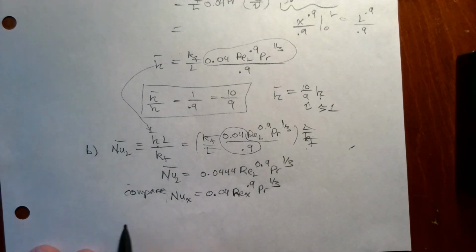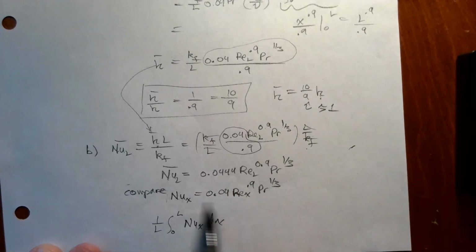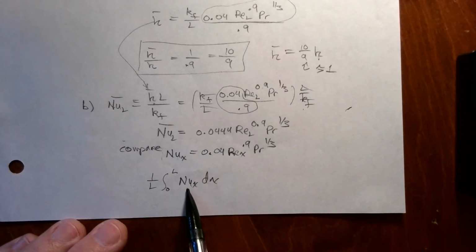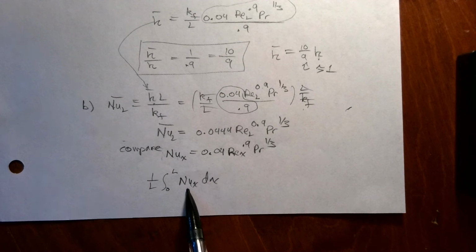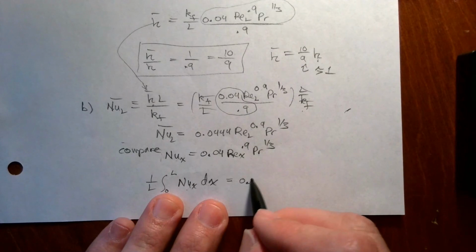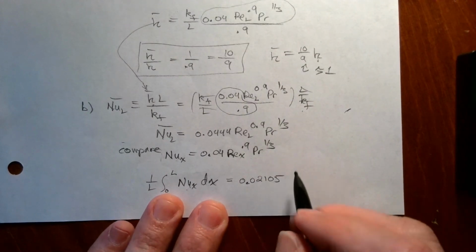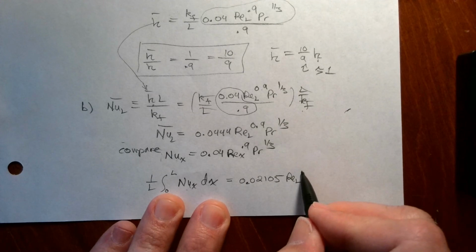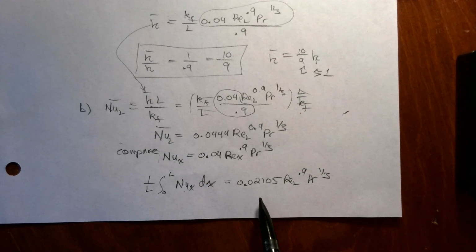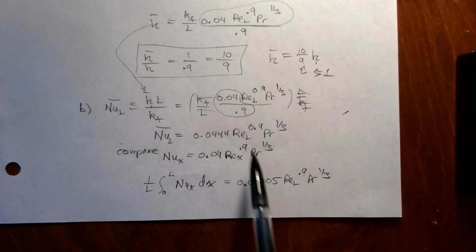Okay, so what you could do is take 1 over L, 0 to L, take this expression and substitute it in here to calculate the average Nusselt number. If you do the work for that, I'm not going to show it to you, you get 0.02105 Reynolds number L to the 0.9 Prandtl number to the 1/3. This is a different answer. This is not that up above.